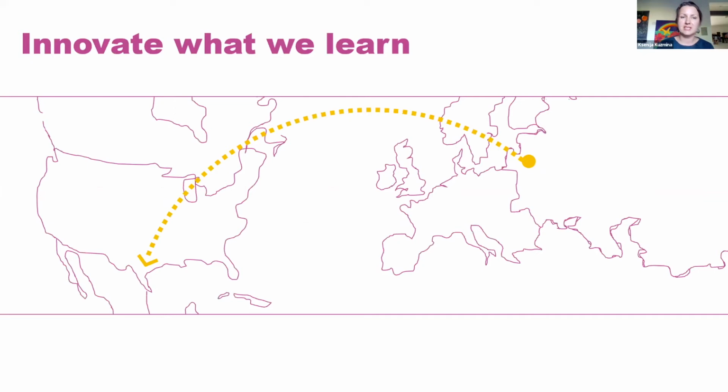So the first one is that we need to innovate what we learn, and this is reflecting what was said about the Black Curriculum project. And I think the first time I understood that we can learn differently, that a curriculum can be presented in a different way and we can learn different things about the same topic, came to me when I moved from Eastern Europe into America.